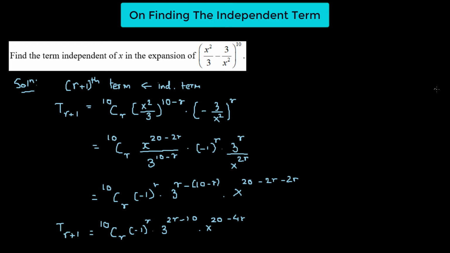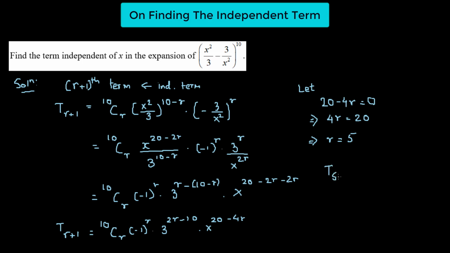Now what we do, we try to find out the value of r by letting the exponent of x, which is 20 minus 4r, equal to 0. So we do this, and this should give us 4r is equal to 20, which implies that the r value is equal to 5. Now we replace r by 5 in our tr plus 1.